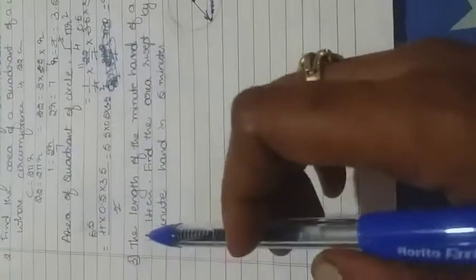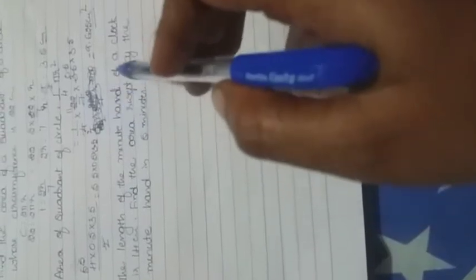Hello students, let us move to the next lesson, exercise 5.2. This is the third sum. Let's read the sum. The length of the minute hand of a clock is 14 centimeters. Find the area swept by the minute hand in 5 minutes.